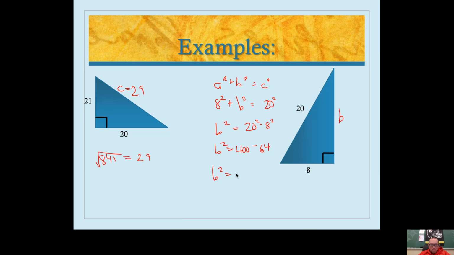That'll be 336. That's what B squared is. So B is going to be the square root of that. Remember, that's how you unsquare a number.